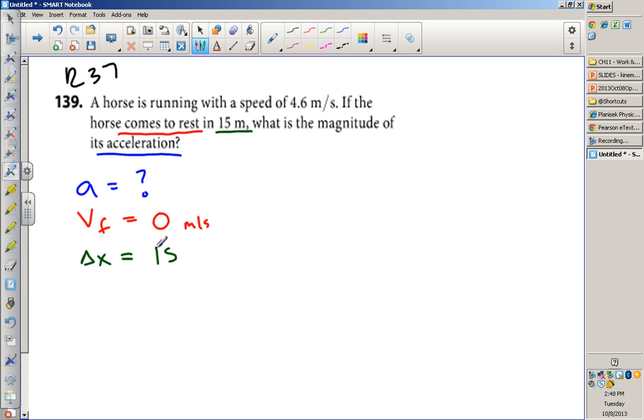The displacement of that horse over this time is 15 meters. Okay? What else did they give us to work with? Which speed, Jamie?